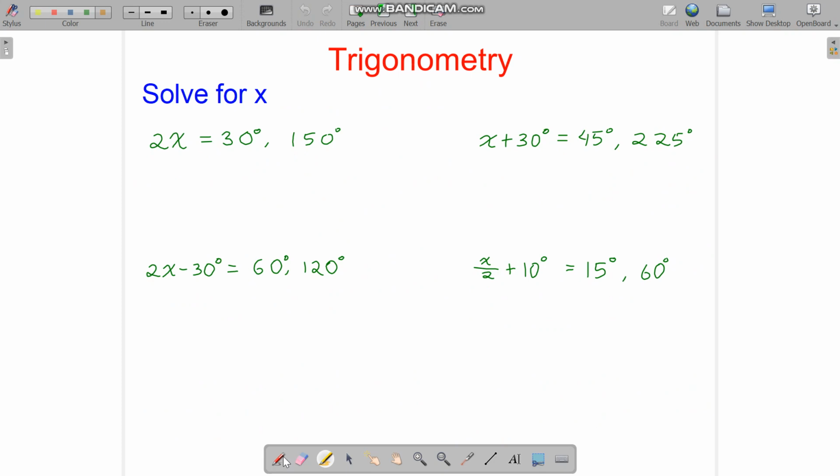And after you get the angle using the inverse cos, remember that sometimes the angle we are dealing with is not just x, it can be 2x. So remember that we have to divide throughout by 2 in this case. That's the final answer. And here we have to subtract by 30 degrees.